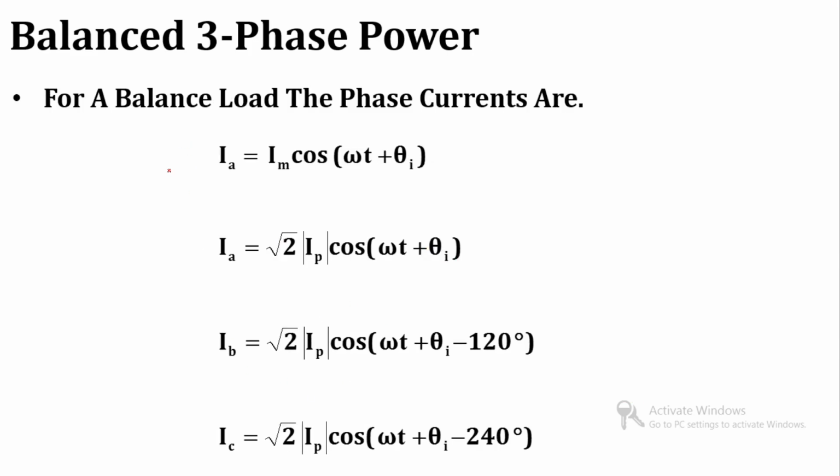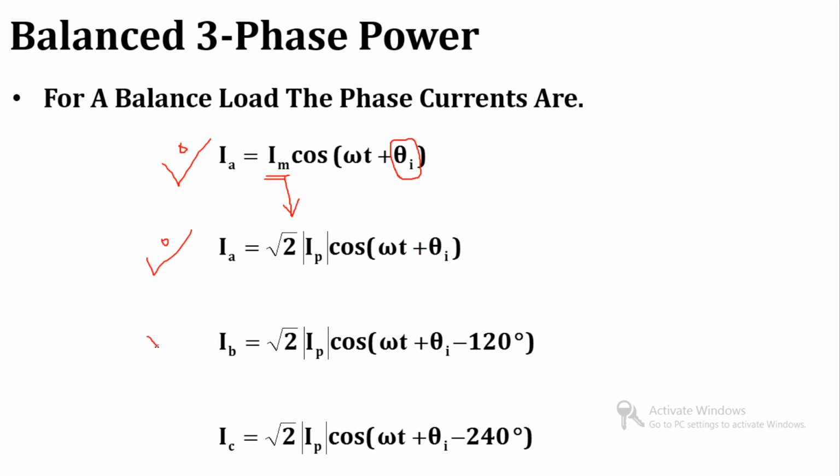Similarly I can write for current also. I will write Ia is equal to Im cos omega t plus theta I. This theta I is the reference current angle. Again I can replace the maximum value by its RMS value. So Im is equal to root 2 into mod Ip. So Ia is equal to root 2 into mod Ip cos omega t plus theta I.